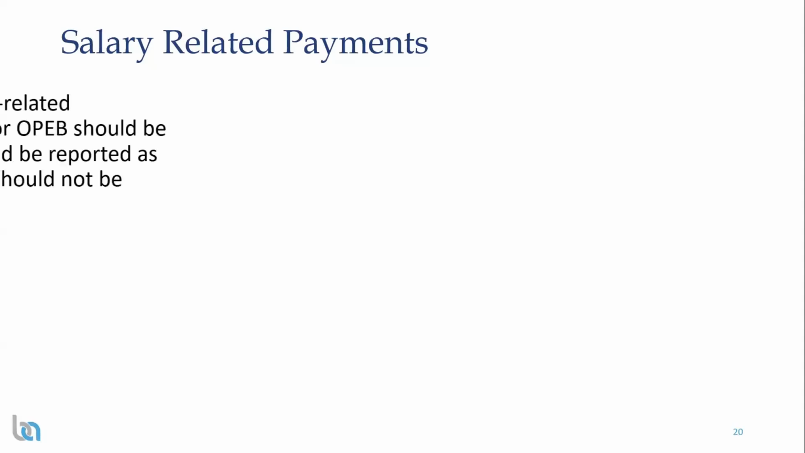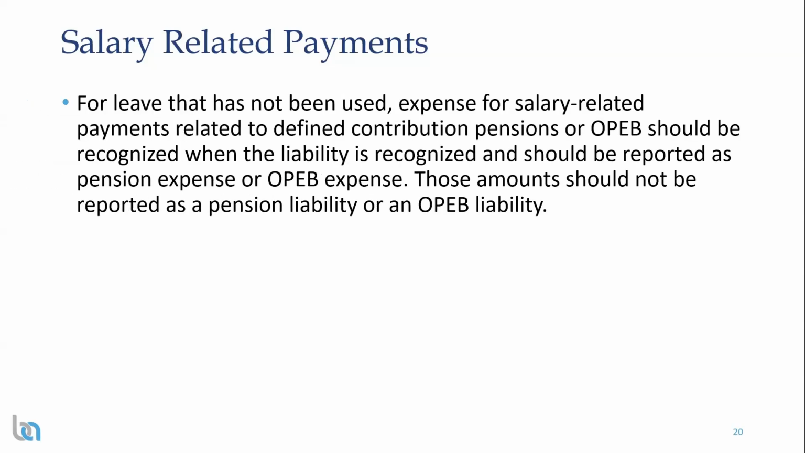I'm sure that most of you, if not all of you, have ways of looking at these trends, running reports, seeing what was used in the past, and so on. For leave that has not been used, expenses for salary-related payments related to defined contribution, pension, or OPEB should be recognized when the liability is recognized and should be reported as pension expense or OPEB expense. They should not be reported as a pension liability or an OPEB liability. So basically what we're talking about here is if you're making contributions to a deferred comp plan, the expense side of it, because you're supposed to accrue it as part of your compensated absence liability, should just go to a pension expense or an OPEB expense.